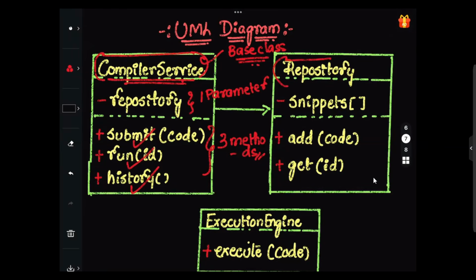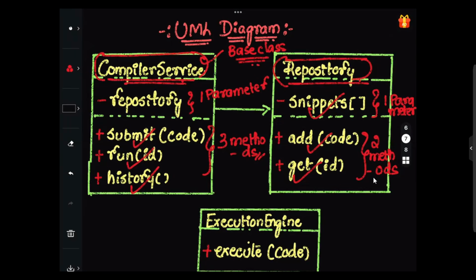The compiler service class completely uses the repository class, where the repository class consists of one parameter named snippets, and it also consists of two methods, namely add of code and get of ID. So these are the two methods the repository class consists of, right? So this is fine, I believe.